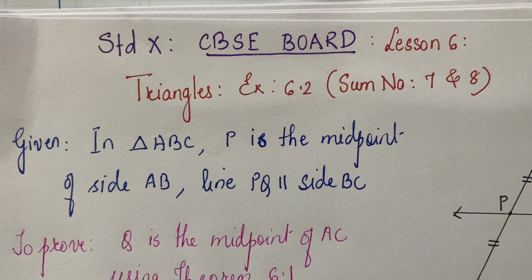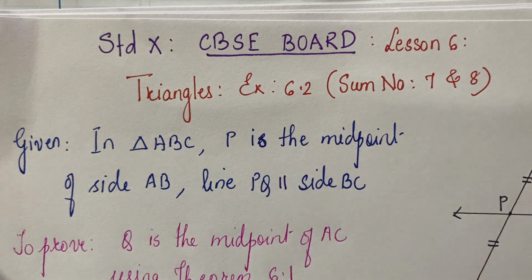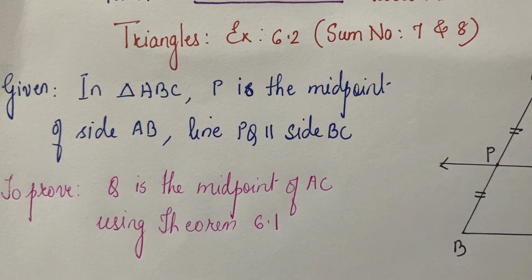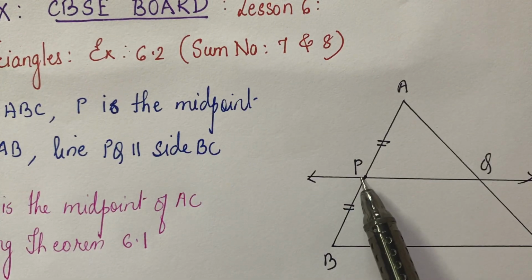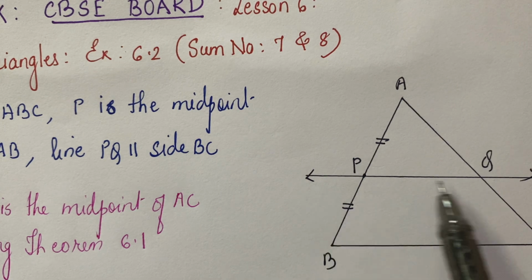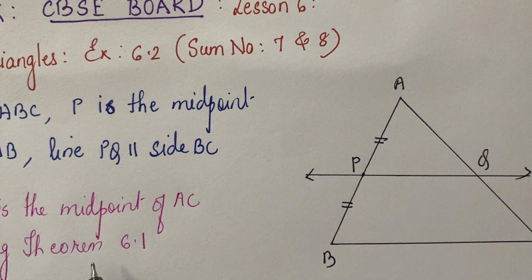Dear students, today we will see question number 7 and 8 of exercise 6.2. The problem in question number 7 is that if a line is passing through the midpoint of one side and it is parallel to the second side, then this line will bisect the third side. This is what is called the theorem which you have studied in your 9th standard pertaining to the midpoint of a triangle.